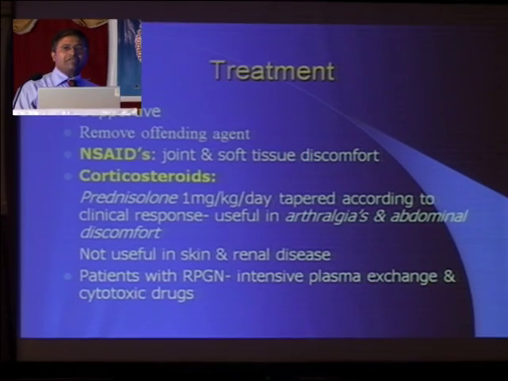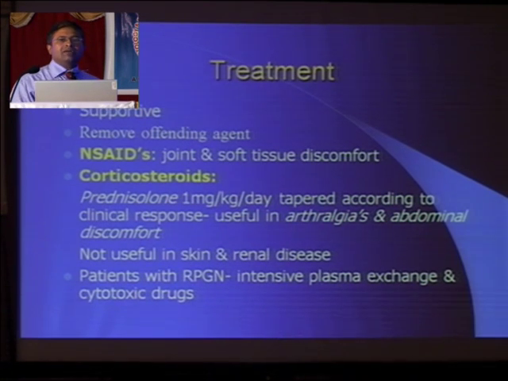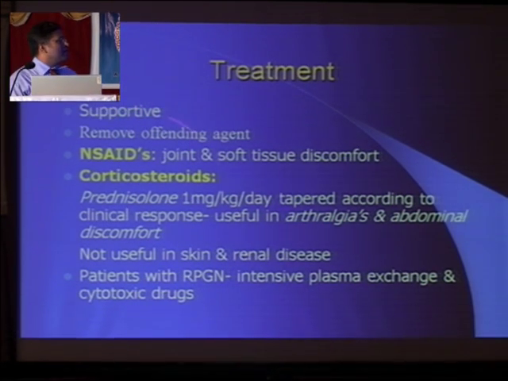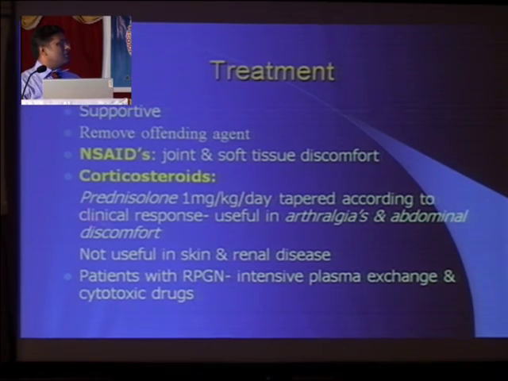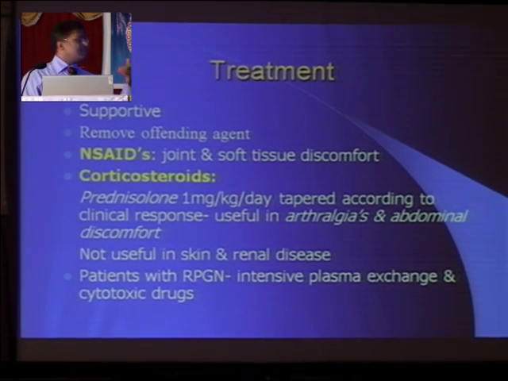The treatment in the majority is supportive. If you have an obvious offending agent, please remove it. If you have been given some drug which has caused it, stop the drug. If there is a lot of pain in the joints, NSAIDs. This will suffice for most of the patients. You may need to give steroids if the skin lesions are persisting for a long time, or if there is some degree of renal involvement. But most of the time, in skin and renal, you don't have to give it at all. It's useful in arthralgias and abdominal discomfort. If the patient does go into RPGN and that kind of thing, then you may have to give plasma exchange and even cytotoxic drugs. But do remember, hypersensitivity vasculitis treatment is supportive, that's all.